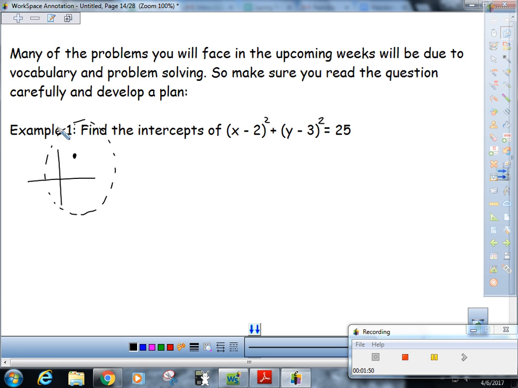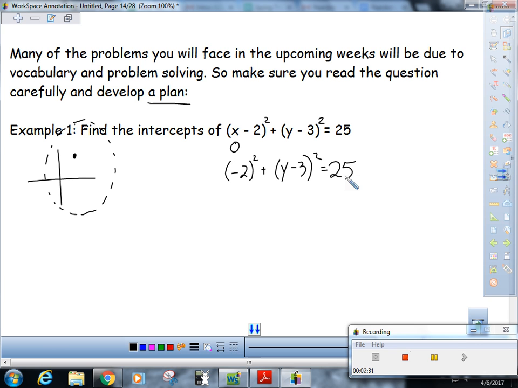How do we find intercepts? That's right. You put in 0 for x, and that'll find you the y-intercept. And you put in a 0 for y, and that'll find you the x-intercept. So now we have our plan, okay? And this is going to take some work. So we'll start by putting 0 in for x, and you get negative 2 squared plus y minus 3 squared equals 25. And I can tell you this answer is probably going to be ugly, okay?